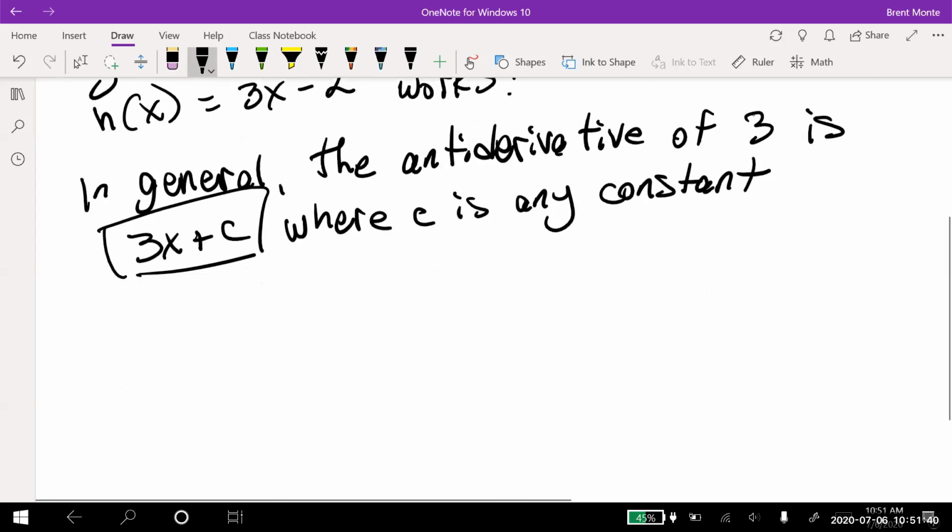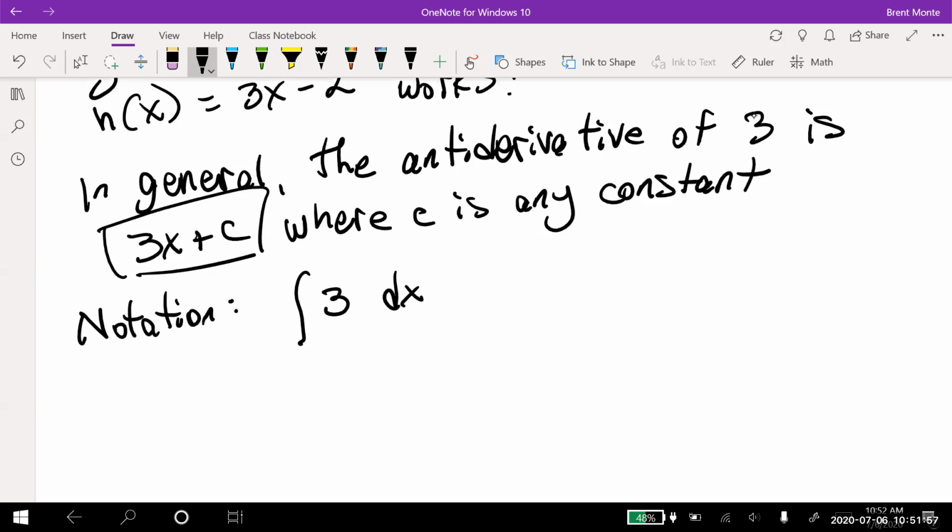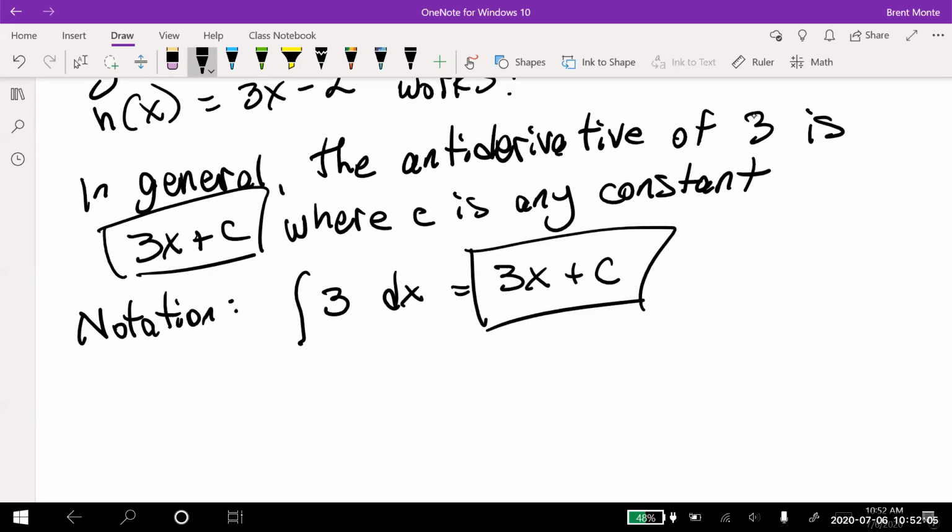And here's our notation. We write a little symbol like that. It comes from the old-fashioned S. It's called the integral sign. And we'd say the integral of 3 dx, with respect to x, just like we did with the derivative d/dx, is equal to 3x plus c. So that would be the way we write it. And we call this the integral sign. And so in general, that's the idea of what we're going to do.